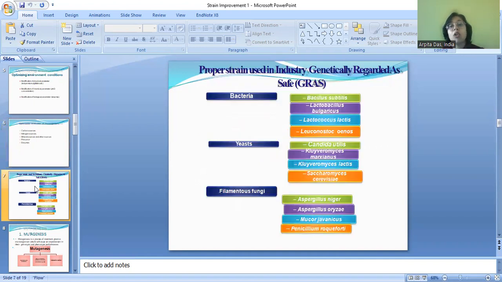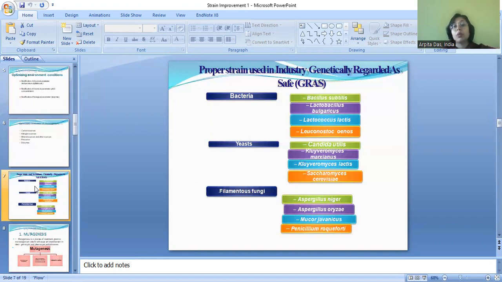These are a few list of generally regarded as safe microorganisms. That means in these microorganisms, this improvement in their genetic structure has already been done, and they are being safely used by humans throughout the world. Under bacteria, Bacillus subtilis is widely used. Certain Lactobacillus bulgaricus, which are used for yogurt production, sourdough production, are also generally regarded as safe. These are proper strains which are used in industry and which are genetically modified.